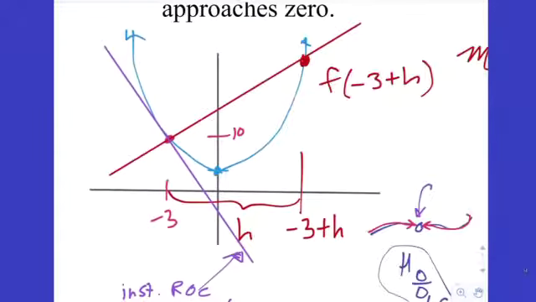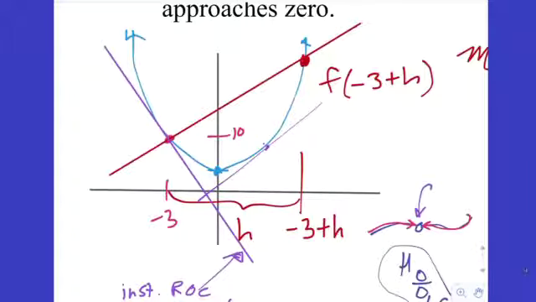Now, what if I wanted to find how fast that function was changing at not -3, but, oh, I don't know, at 2? Guess what I'd have to do? I'd have to do that all over again. That's a lot of work.